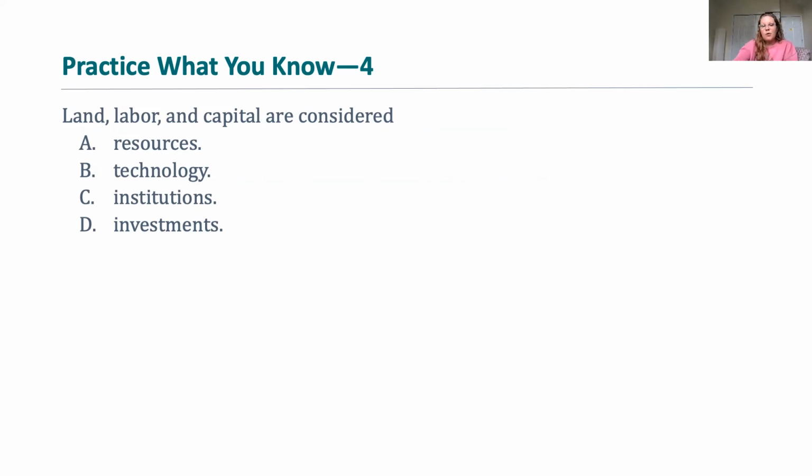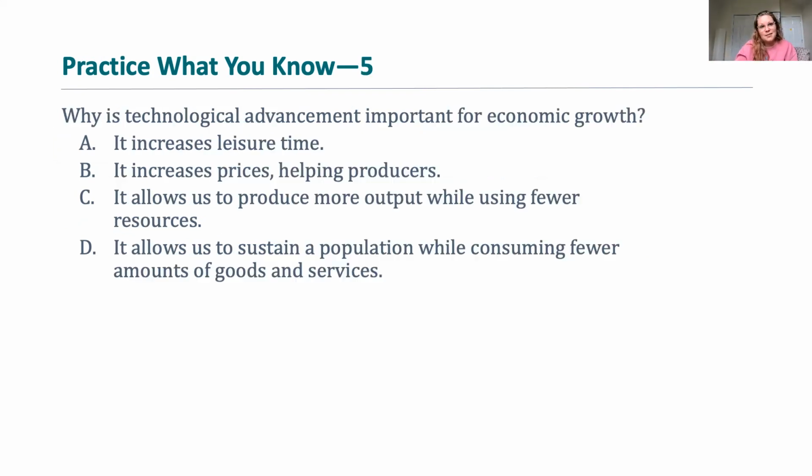Okay, so practicing what we know: land, which is all forms of natural capital, labor, which is all forms of human capital, and capital, which is really physical capital. So really land, labor, capital, we should say natural resources, human capital, physical capital, are all forms of resources, inputs to the production process. Why is technological advancement important for economic growth?